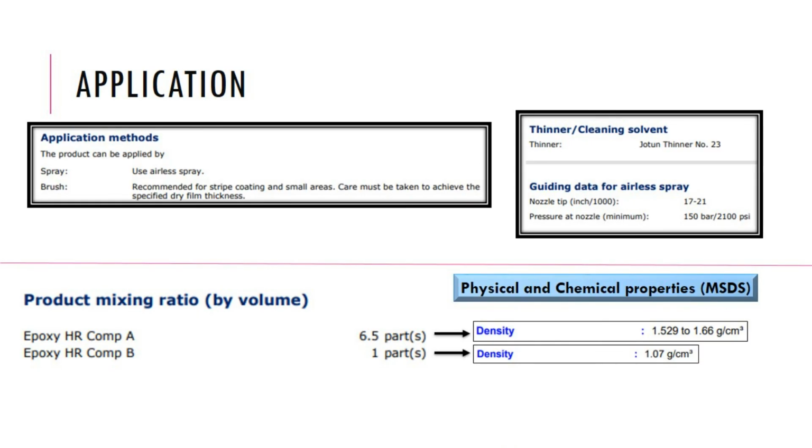The TDS recommends the application method. This particular coating has been recommended to be applied using an airless spray. They have also specified the nozzle tip and the pressure for this airless spray. If the pressure or the nozzle tip do not match these parameters, it is possible that either there will be less amount of coating deposited on the substrate, or the pressure will be so high that the coating is blasted off the surface rather than getting deposited.